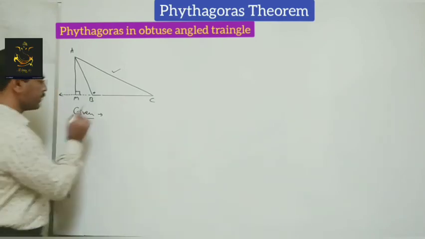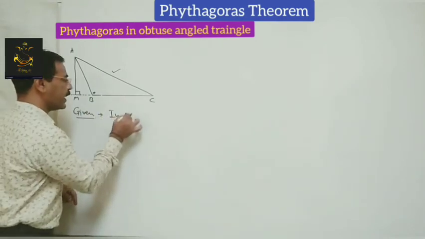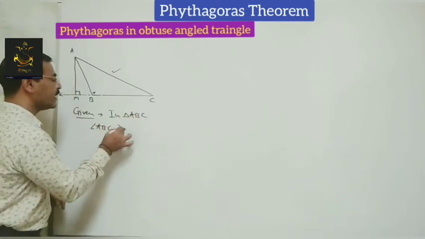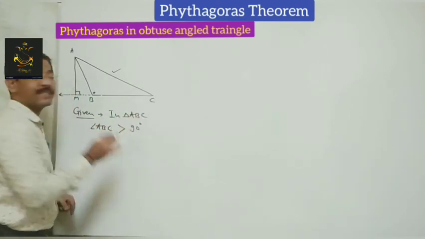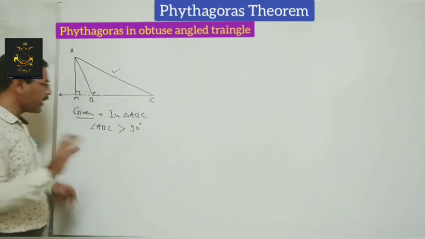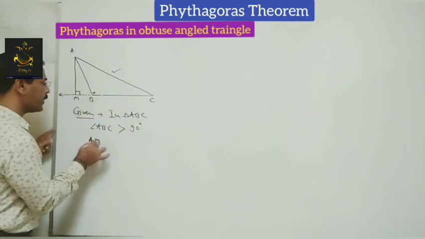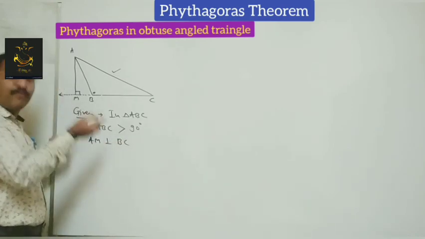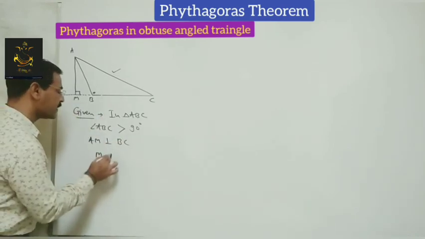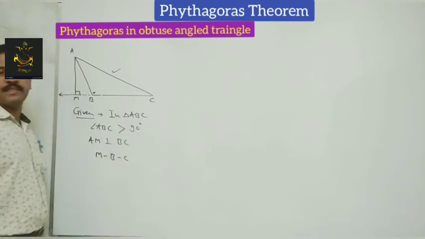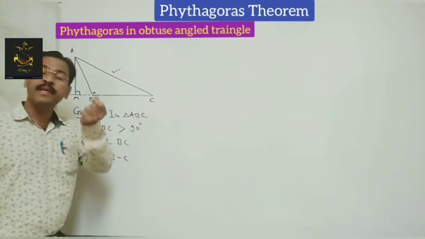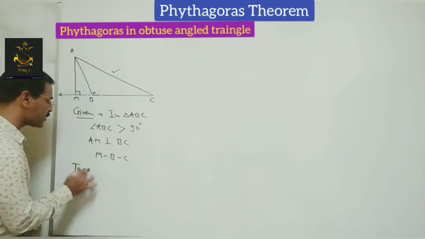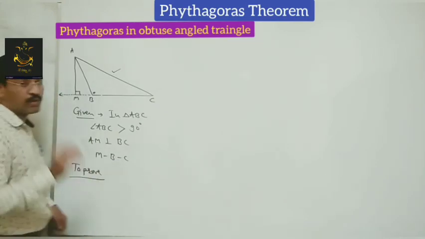Okay, now look at the given. In triangle ABC, angle ABC is more than 90 degrees. Now here AM is perpendicular to BC, but M lies before B, that means M-B-C. This much part is in the given part. Now what we have to prove, just listen and observe very carefully.